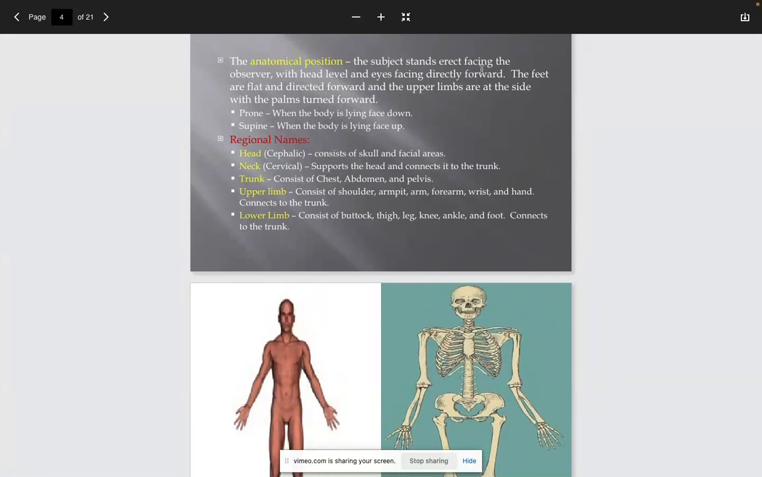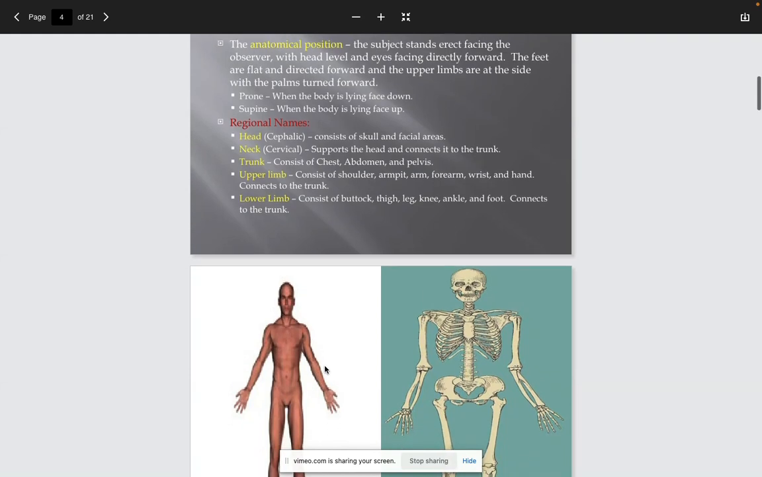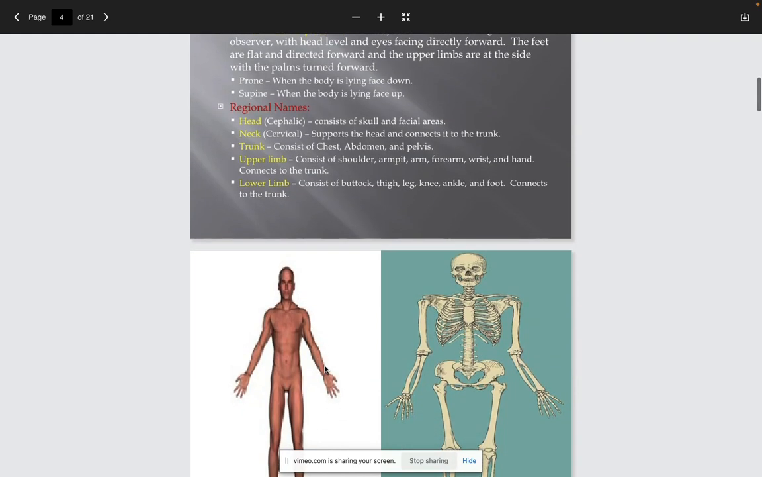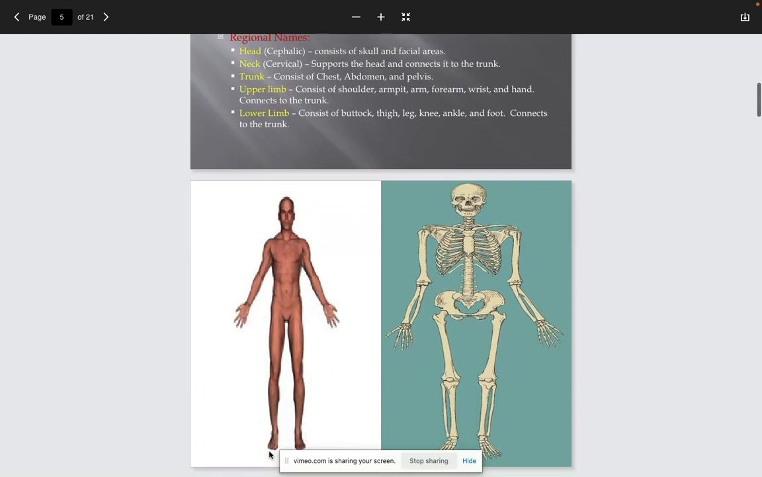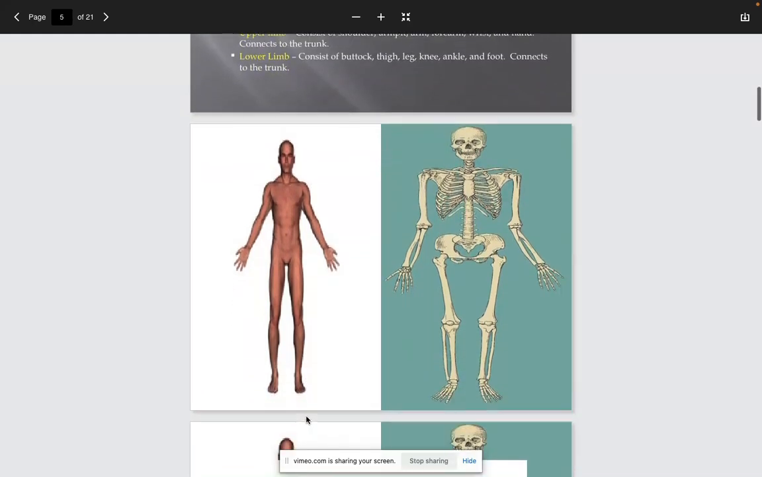The subject stands erect, facing the observer, with the head level and eyes directly facing forward, and we can see that here. The feet are flat and directed forward, and upper limbs are at the side with the palms turned forward. So you can see the feet are upright and facing forward, and the palms are facing forward as well.